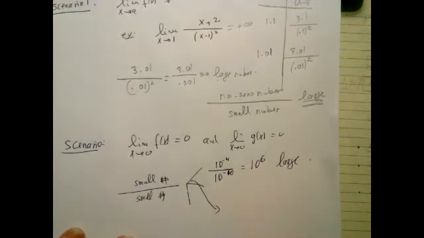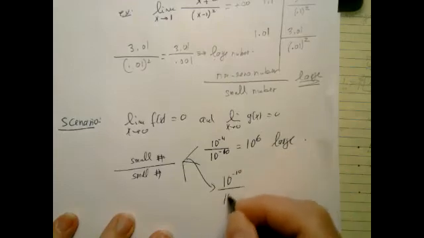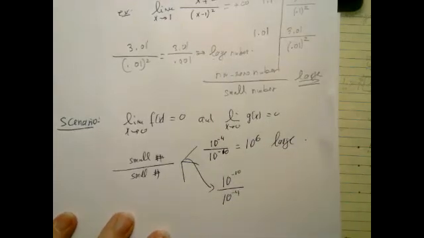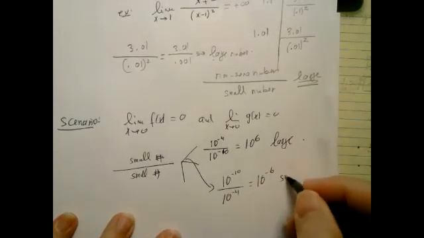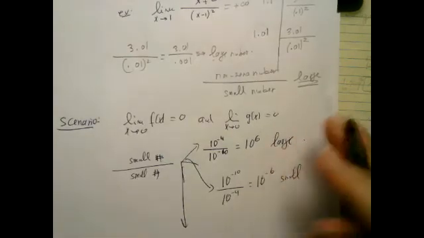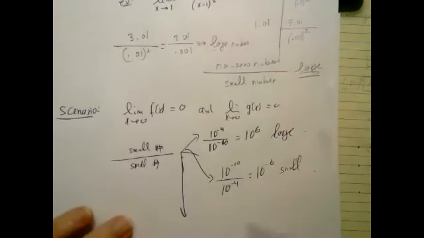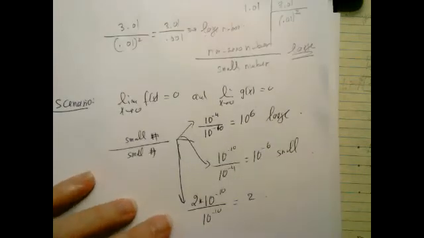Now, if I flip it around, that's a small number divided by a small number, and this time I'm going to get 10 to the minus 6, which is small. So it's problematic. When you have two small numbers, we don't really know what we get. Another scenario: I can take 10 to the minus 10, which is small, multiply it by 2, and divide by 10 to the minus 10. That's small over small, but the ratio is equal to 2.